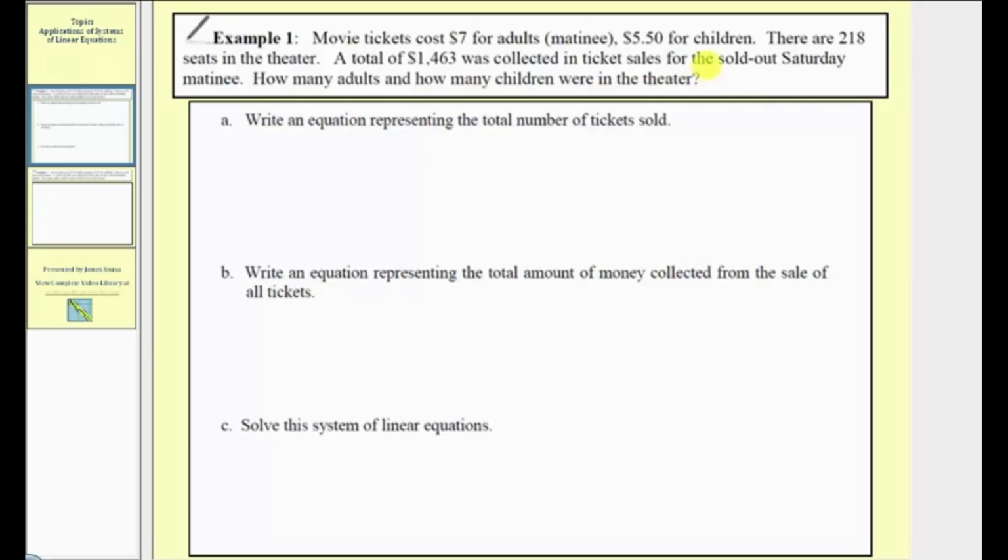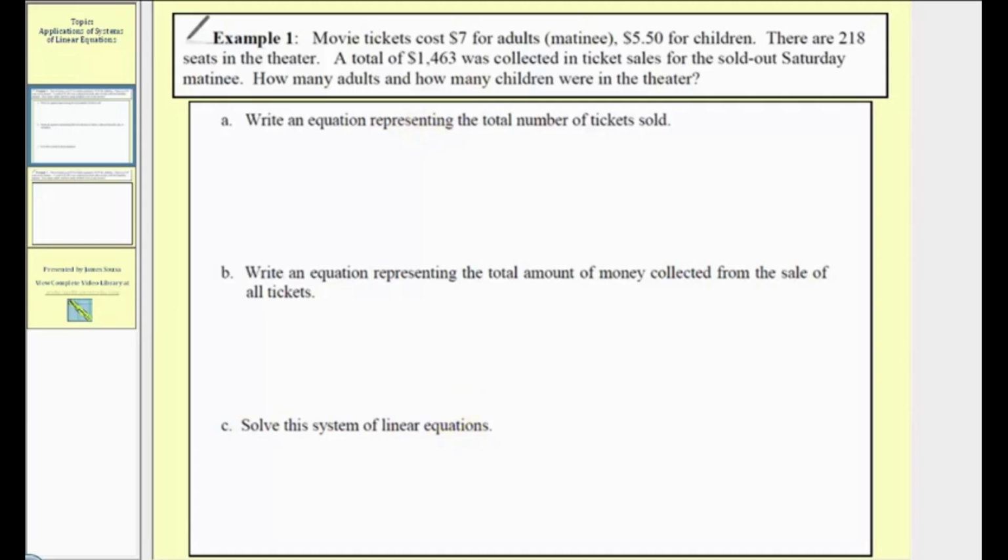So there are three parts to this question. Part A, write an equation representing the total number of tickets sold. B, write an equation representing the total amount of money collected from the sale of all tickets. And then finally C, we want to solve the system of equations and answer the question.